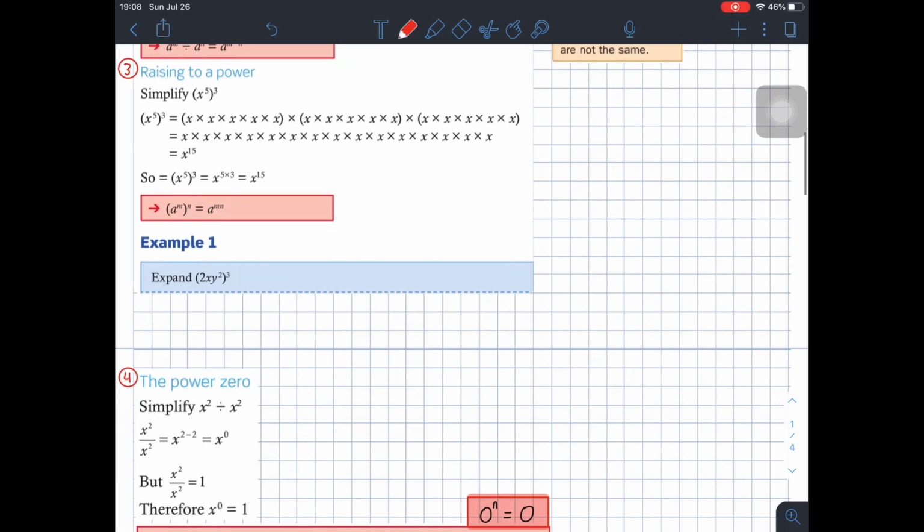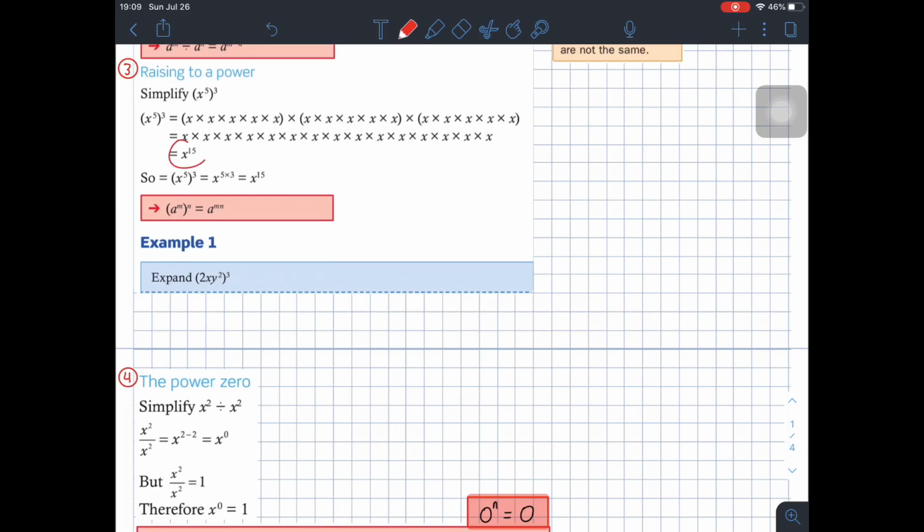Rule number 3, raising to a power. As an example, x to the power of 5, all to the power of 3. If we have this case, how do we express this? We need to write this expression 3 times, right? x to the 5th, and we write that 3 times. So in total, we're going to get 15 x's if you count all of this.